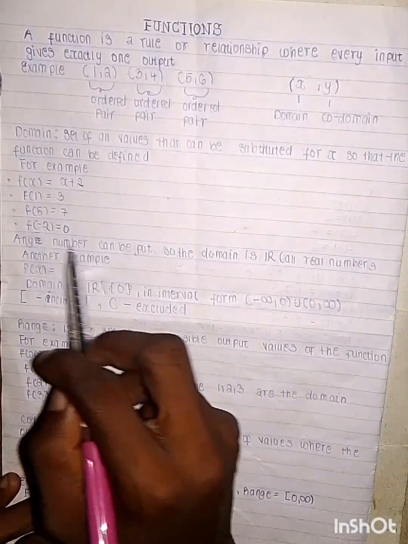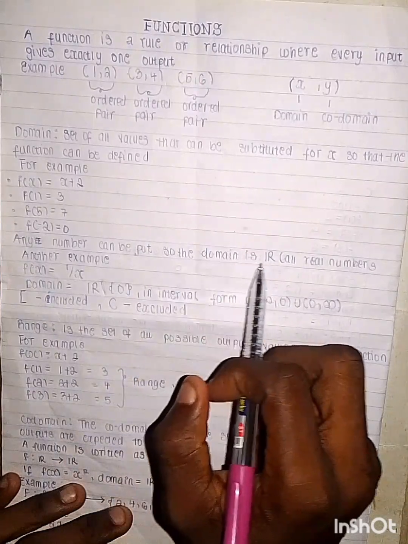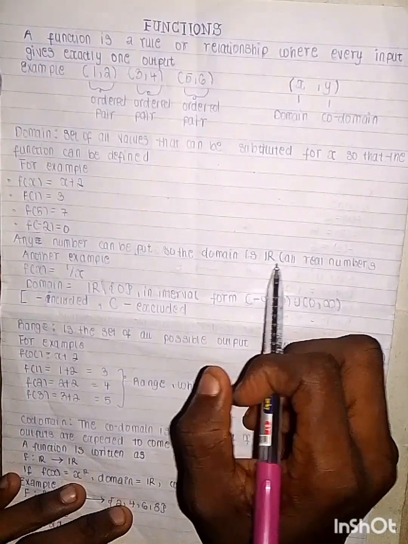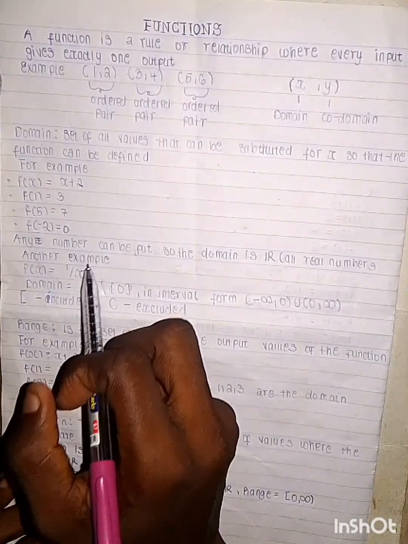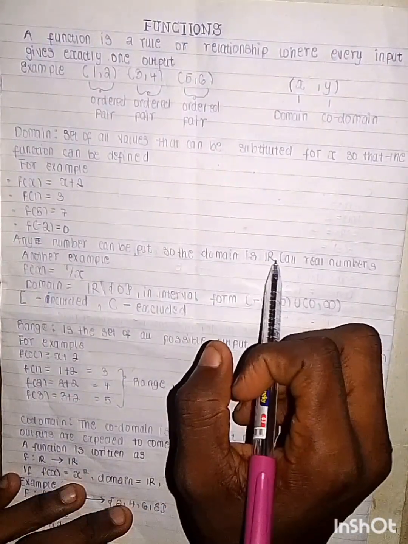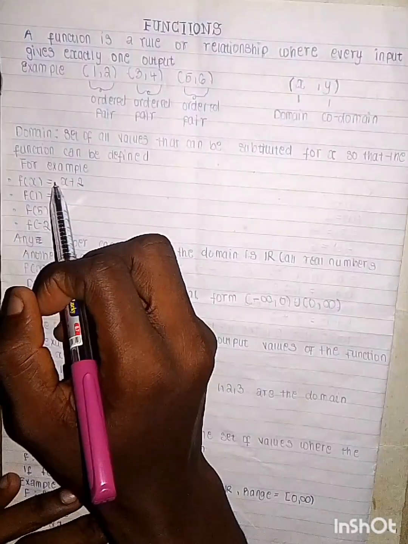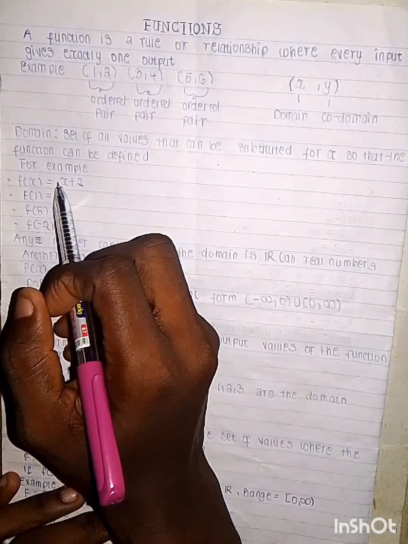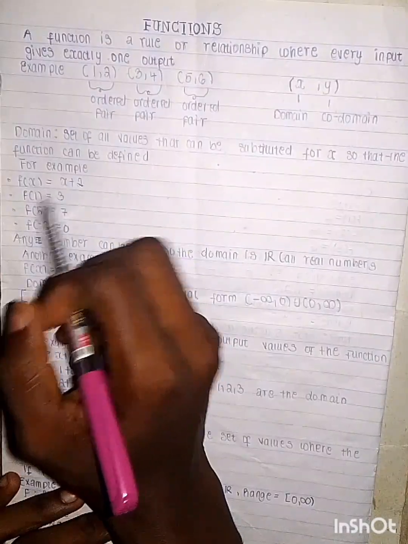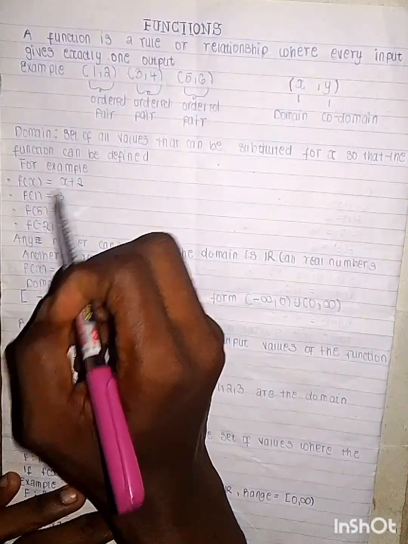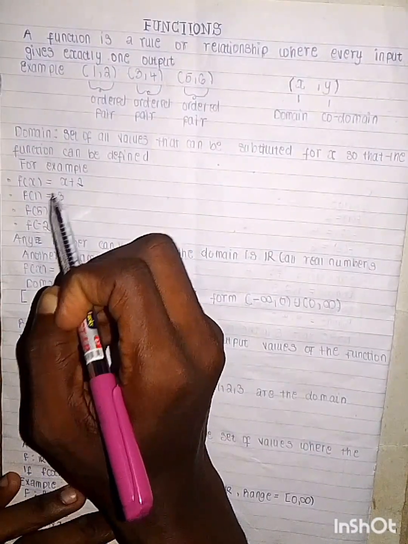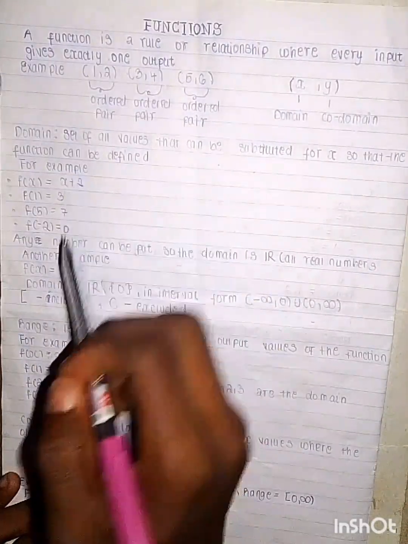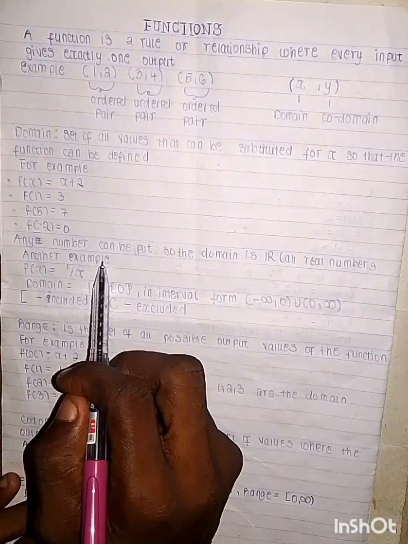Now we have here that any number can be put, so the domain is all real numbers. This is the sign for what we call real numbers. Another example. The reason why we say that the domain is all real numbers is that a negative sign can be put here, a positive sign, any number, even if it is 0. So nothing is excluded. Every number, both the negative number, the rational number, any type of number can be put here.